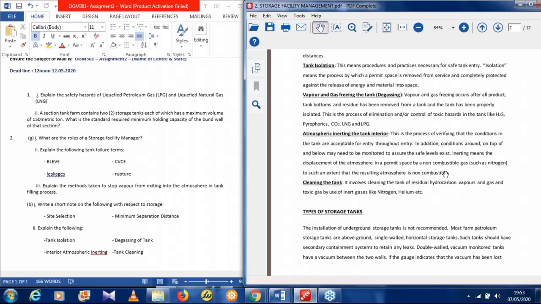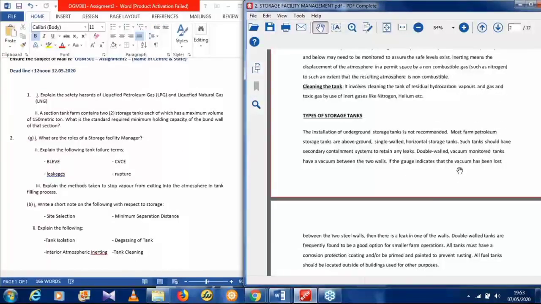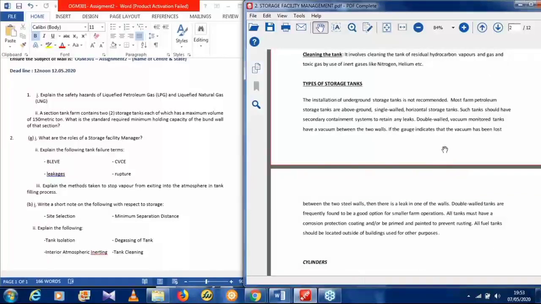Atmospheric inerting of the tank interior is also very important. It's also a form of ensuring that the atmosphere inside the tank is inert, so we don't have ignition occurring. Most of the time, what we use in such cases is nitrogen gas, because nitrogen gas is also very inert.